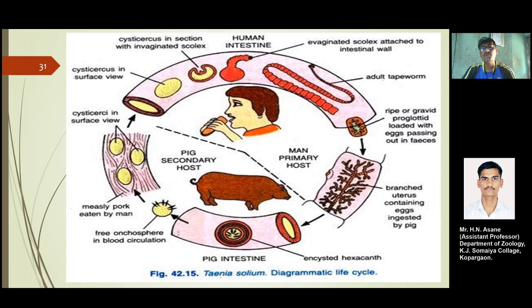The adult tapeworm again matures, and it passes the ripe gravid proglottids loaded with eggs out in the feces. Again, they are going to find a new pig. Again, that new pig is going to get slaughtered. Again, it is going to find a new man to complete its life journey.